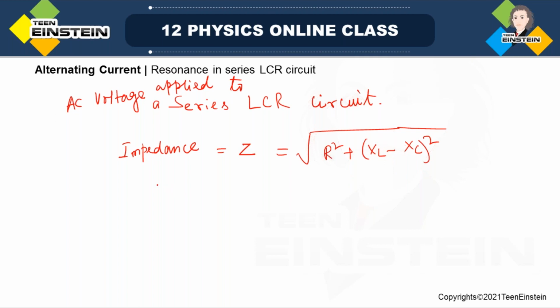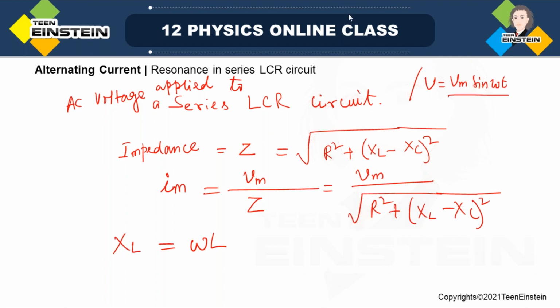This is the impedance, and we have seen the amplitude of the current, denoted by Im, was written as Vm divided by Z, where Vm is the amplitude of the applied voltage. And again, we have learned XL, that is omega into L.